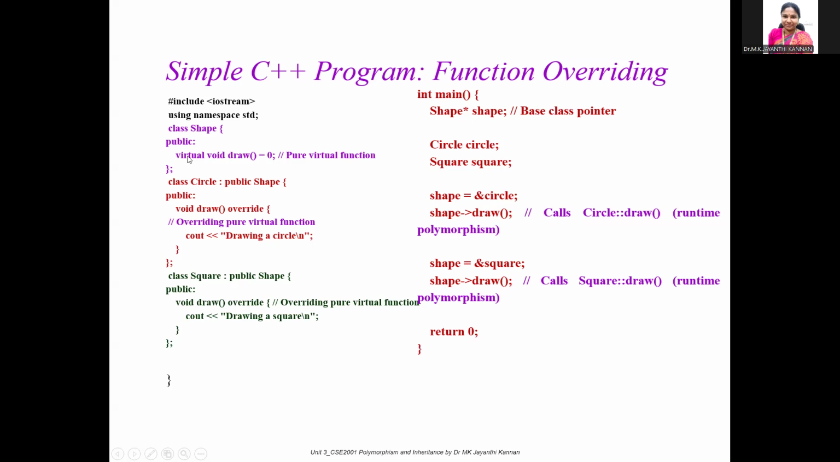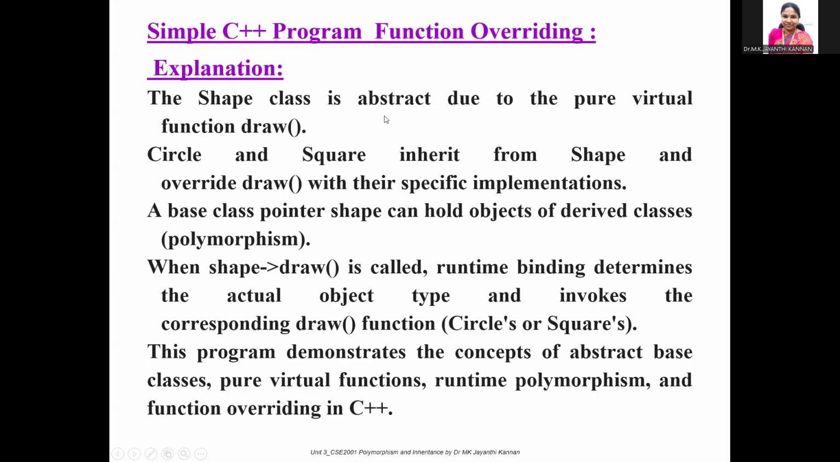So we are using the virtual keyword. We are making the base class function a pure virtual function, and we are making the derived class functions overriding functions. So the keyword virtual is used, and the keyword override is used. The shape class is abstract due to the pure virtual function. The definition of abstract base class is: base classes which have pure virtual functions are called abstract base classes.